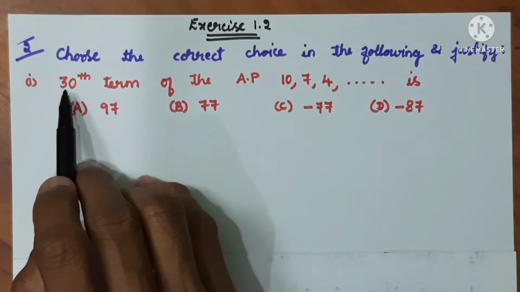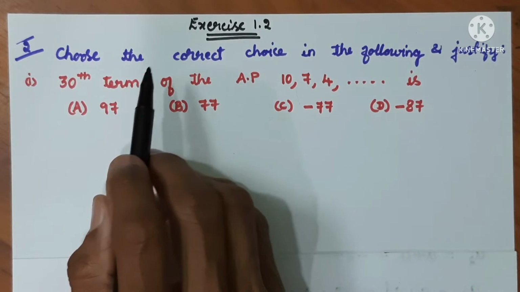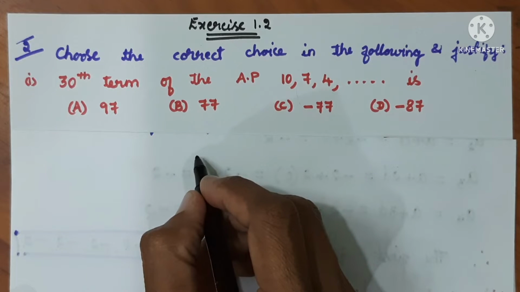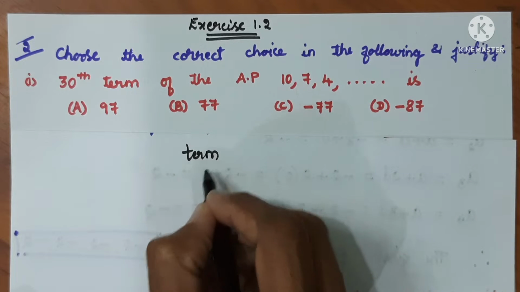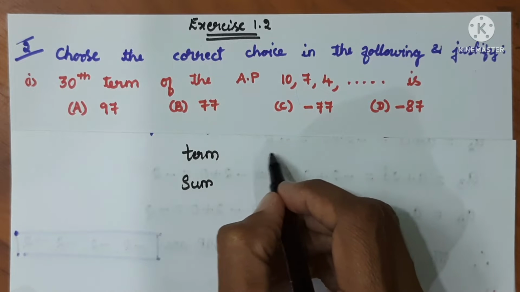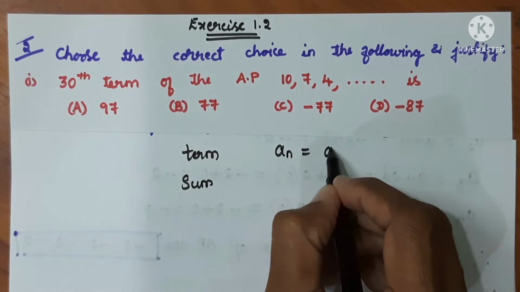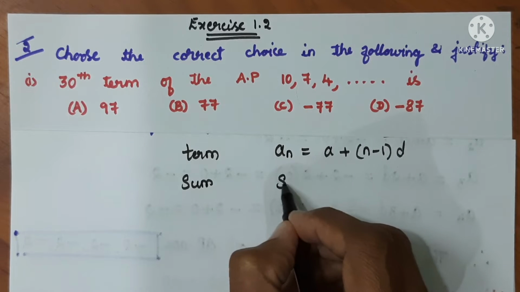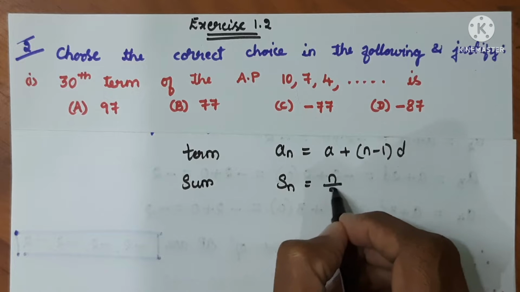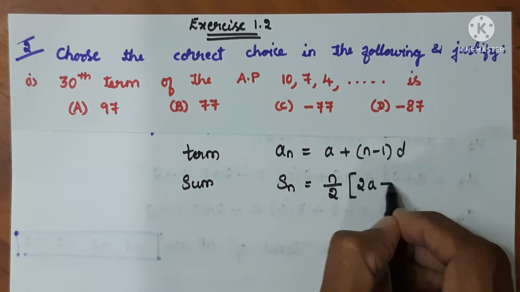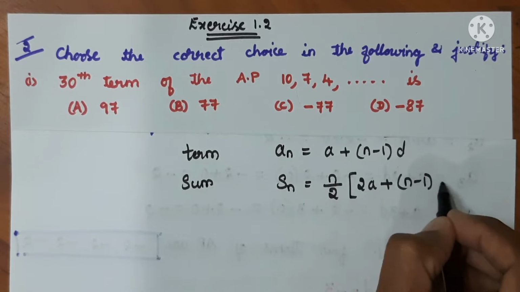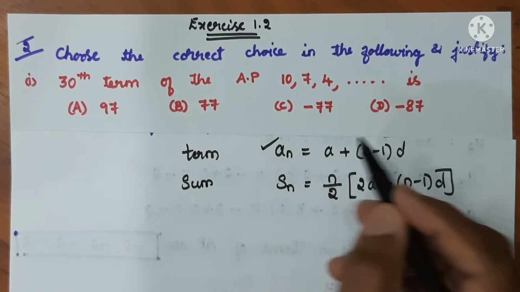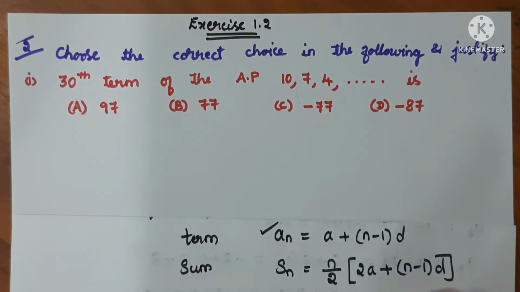Since they have asked for the 30th term, we have to use the term formula. In this lesson there are 2 important formulas. One is the term formula, another one is the sum formula. The term formula is an equal to a plus n minus 1 into d, and the sum formula is Sn equal to n by 2 into 2a plus n minus 1 into d. Now since here they have asked the 30th term, we have to use the an formula. Now let us see the answer.